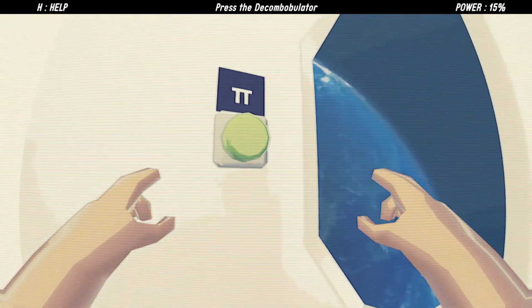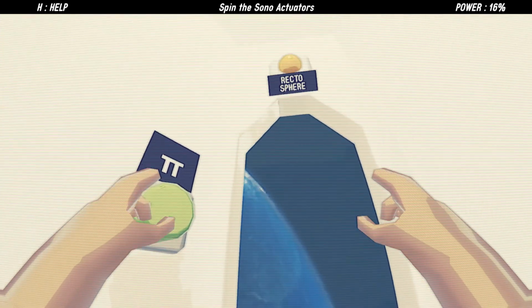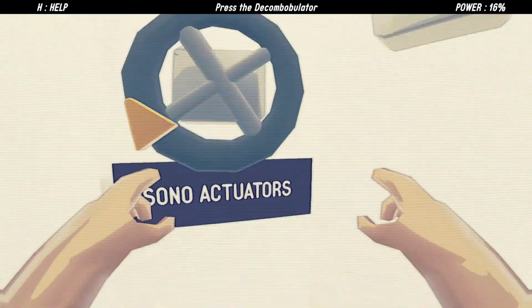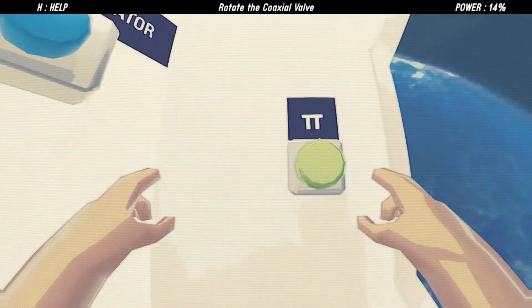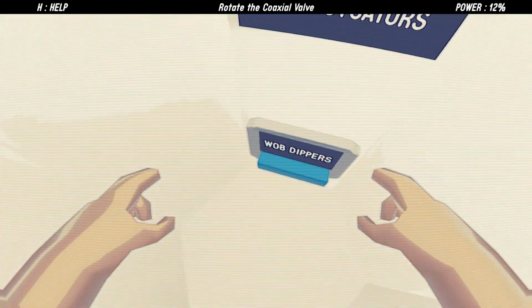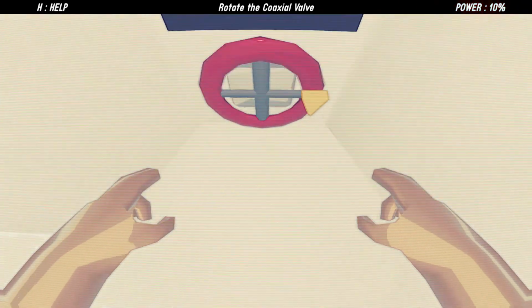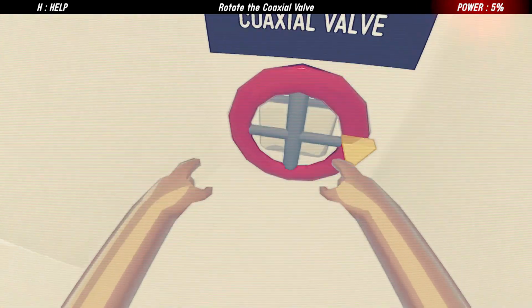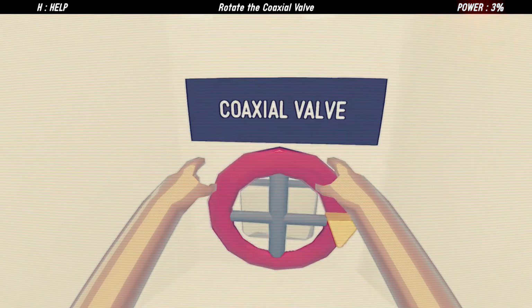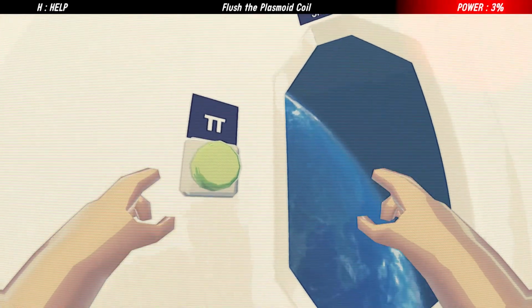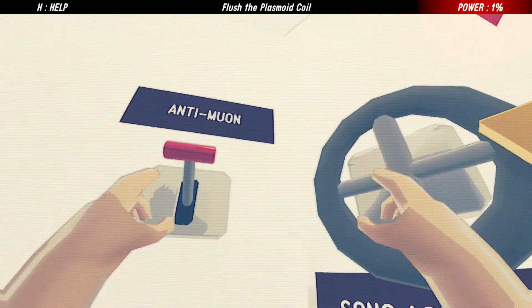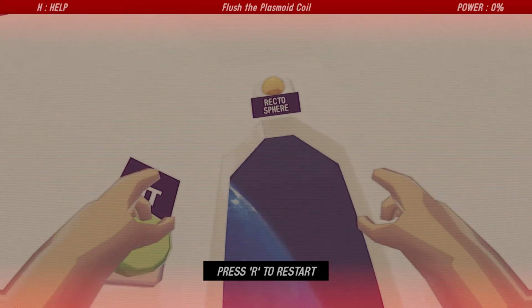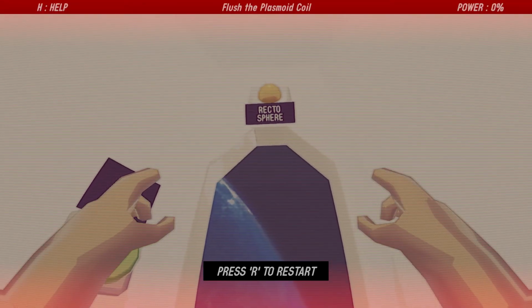Press the decombobulator. Spin the sono actuators. Press the decombobulator. Rotate the coaxial valve. Flush the plasmoid coil. I'm sorry, Scott. I'm afraid you will have to die.